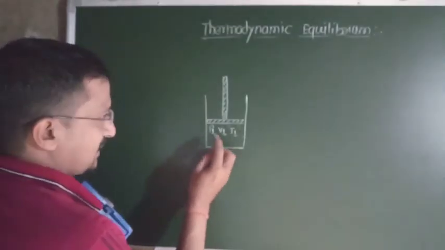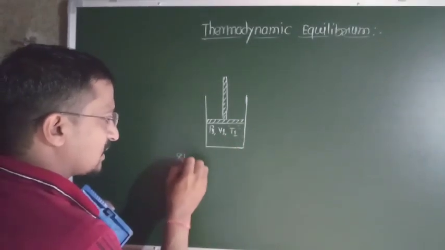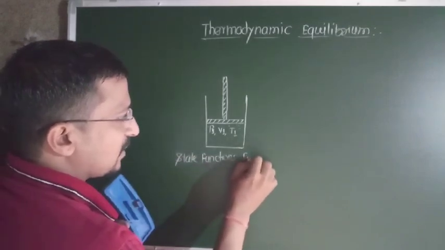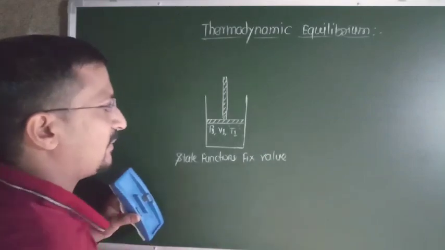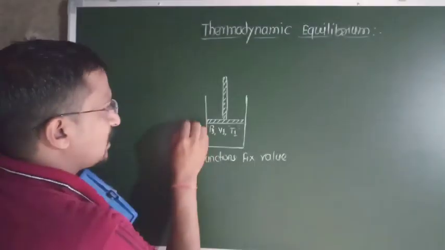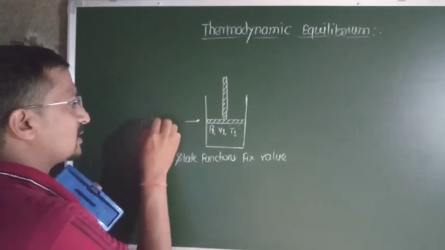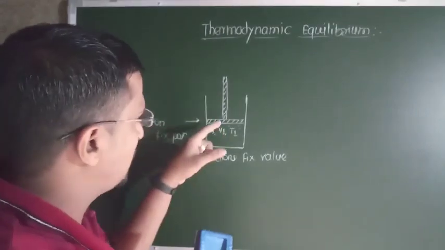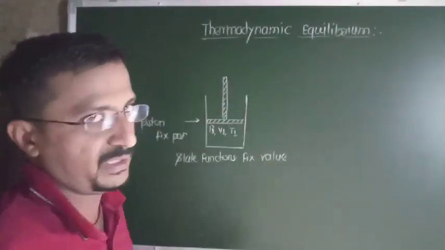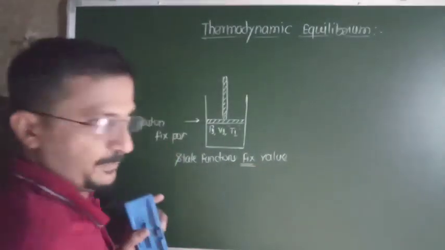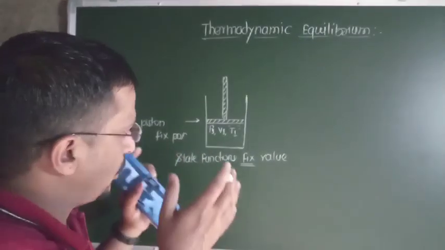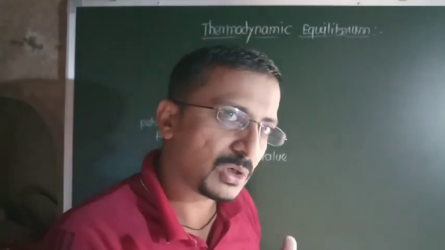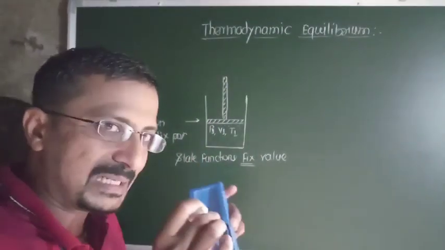Now, as long as these state functions have fixed values, what happens? The piston also remains at a fixed position. Means movement of the piston is not there. Observe, the piston does not move either in the upward or downward direction. Why? Because the state functions have fixed values. Due to the fixed values of pressure, volume, and temperature, the piston does not move upward or downward. It remains at a fixed position.